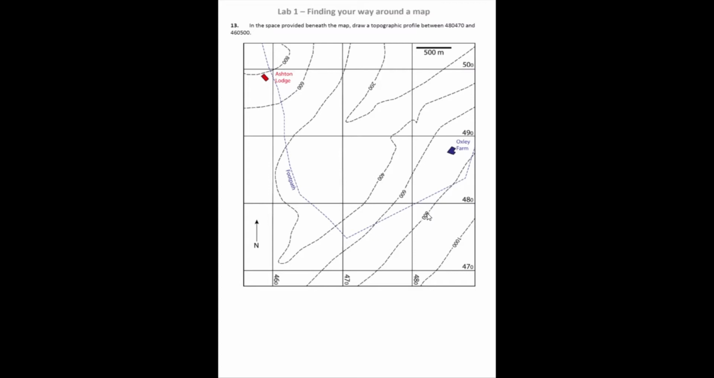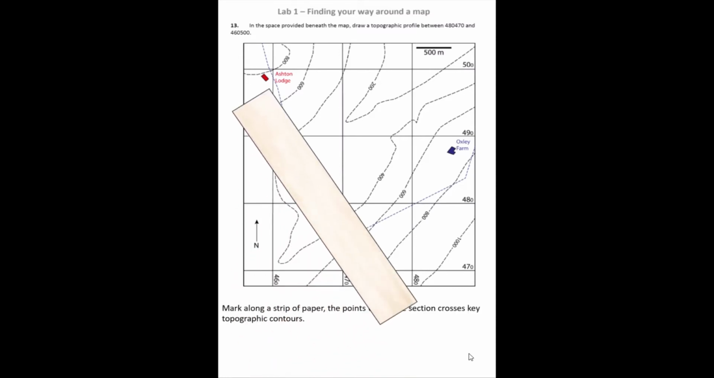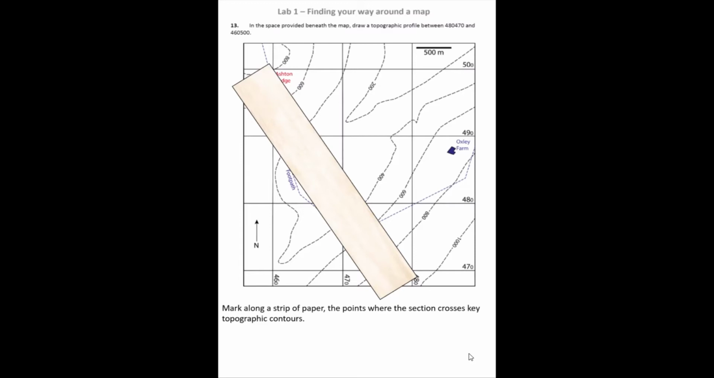Okay, the next question is asking to draw a topographic profile between 480, 470 and 460, 500. So we've got two coordinates which mark either end of the place that we want to draw a topographic profile for. What we can do is take a strip of paper and mark along that strip of paper the start and end of our hill profile, 480, 470 and 460, 500, and mark along everywhere that that strip of paper along that orientation crosses one of our contours. You can see that everywhere along this strip of paper I've marked where we've crossed a ground contour and given it a label.